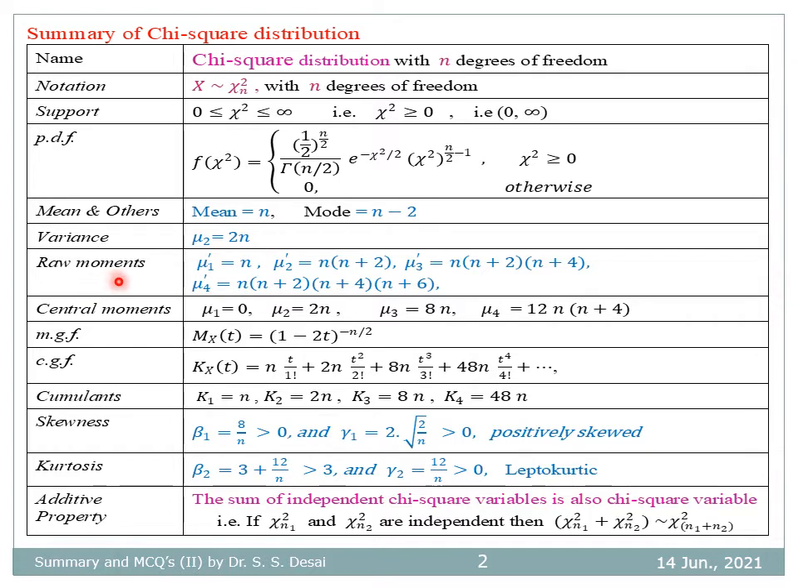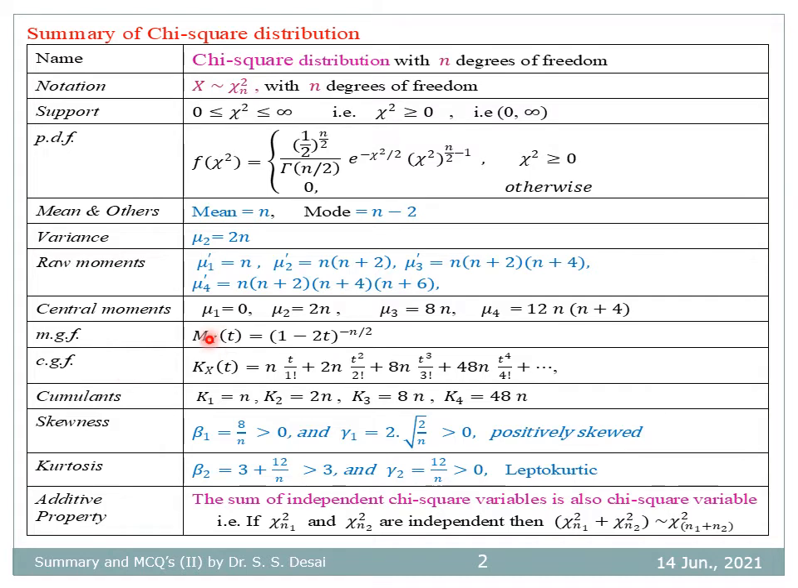Raw moments about origin are given by mu1 dash is equal to n, mu2 dash is equal to n into n plus 2, mu3 dash is equal to n into n plus 2 into n plus 4, mu4 dash is equal to n into n plus 2 into n plus 4 into n plus 6, and therefore the central moments become mu1 is equal to 0, mu2 is equal to 2 times n, mu3 is equal to 8 times n, mu4 is equal to 12 n into n plus 4.